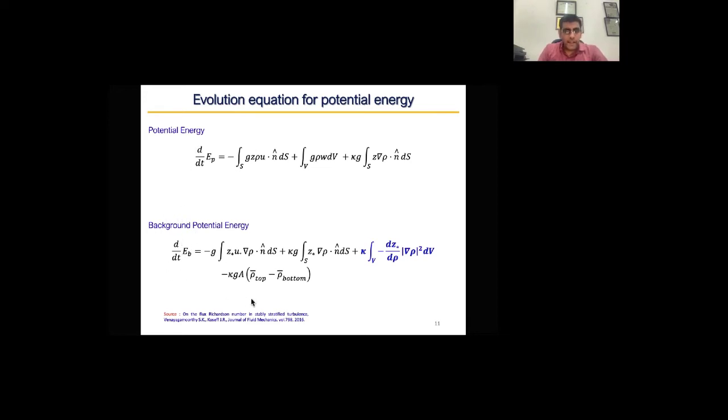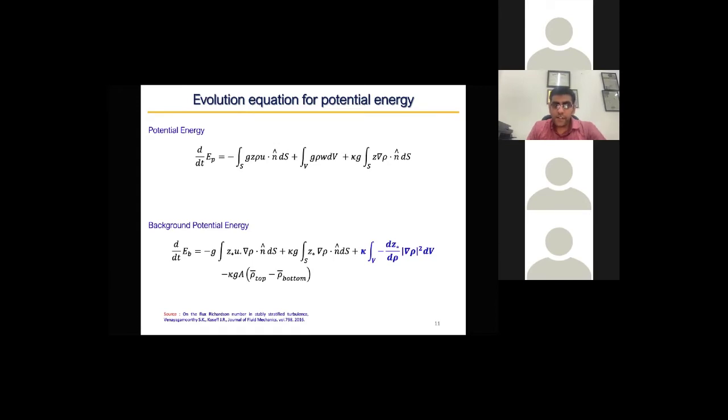And since I'm interested in the background potential energy of the system, you have the advection term and you have the molecular diffusion term. And there is this one term which is very important, and this is the eddy diffusion term. And this is what actually gives rise to your definition of mixing efficiency, which is the third definition.